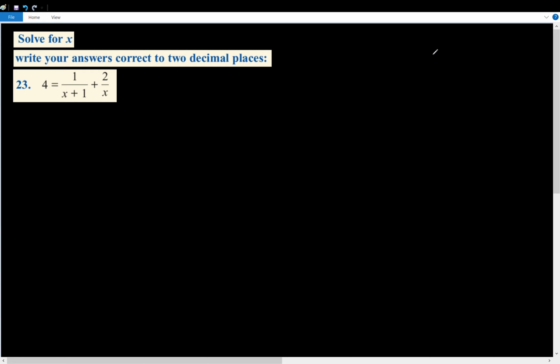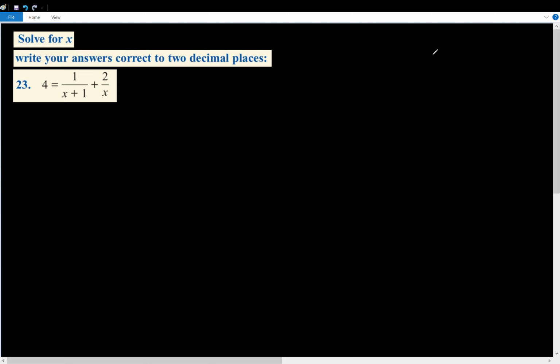This is question 23 from exercise 1.9 in Project Maths 3A. We have to solve for x and write our answers corrected to 2 decimal places in the following equation. So we have 4 is equal to 1 all over x plus 1 plus 2 over x.